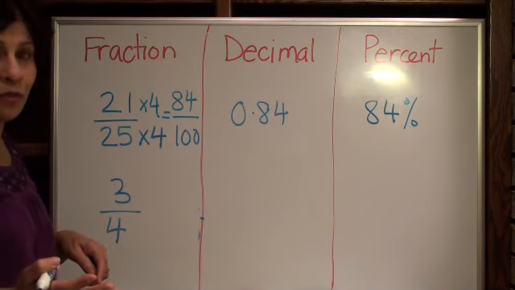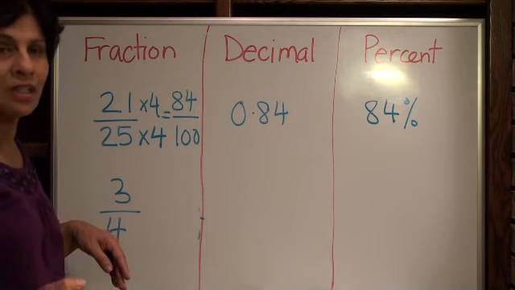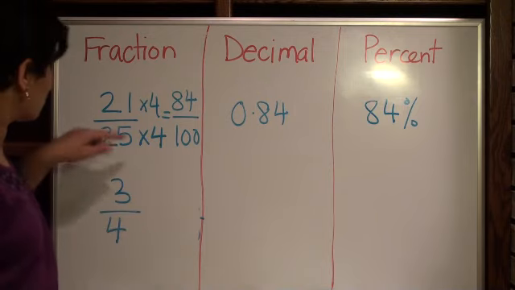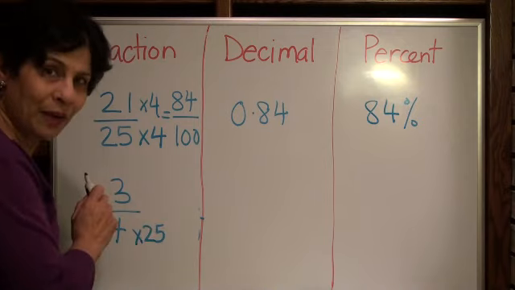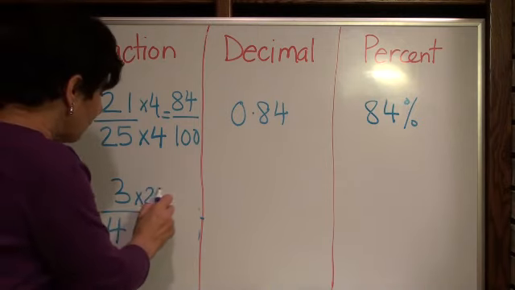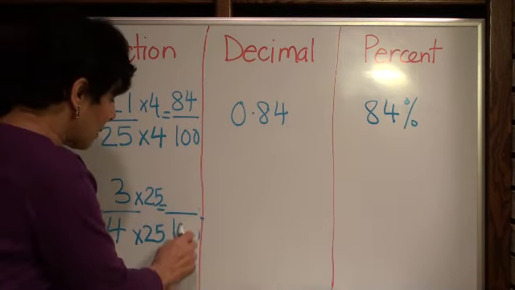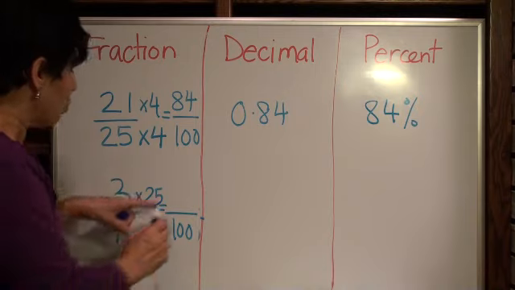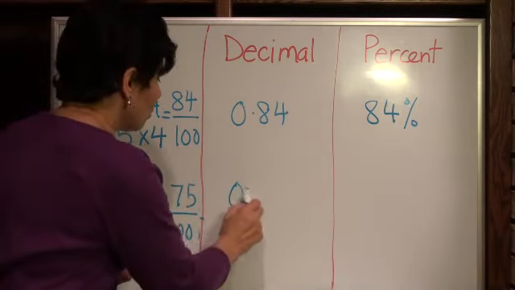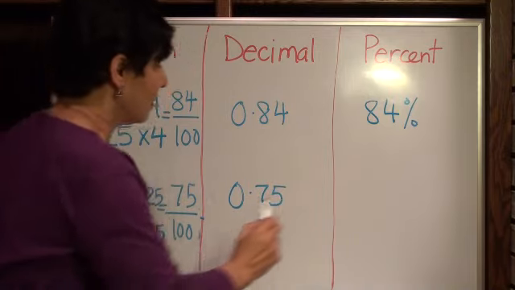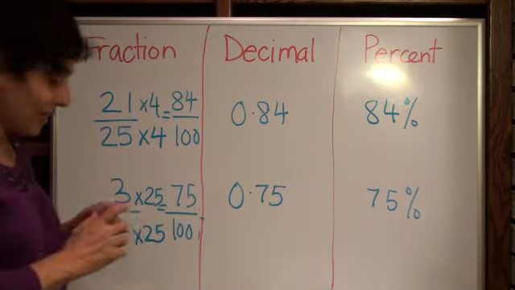Again, same thing. We have to make it 100. 4, what makes it 100? 4 quarters. How much is a quarter? 25 cents, of course. So we're doing the opposite of this. Let's do that. 4 times 25. 3 times 25. And what's the new fraction here? Our denominator is 100 and our numerator is 75. And then we'll just go right ahead and do our decimal and we'll do the percent. That's another easy one.